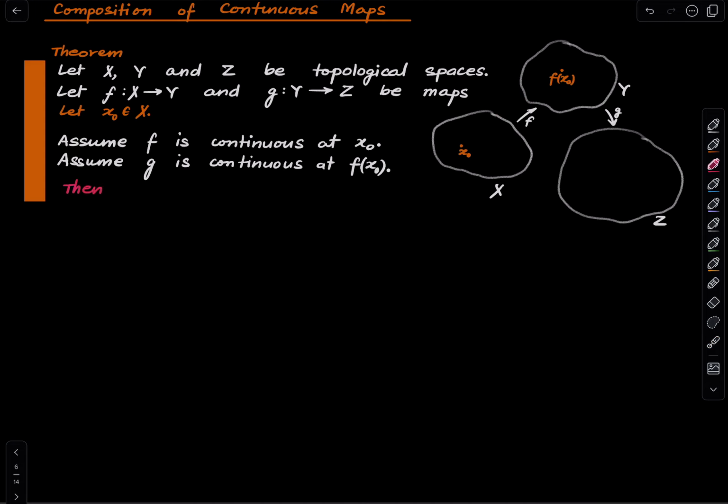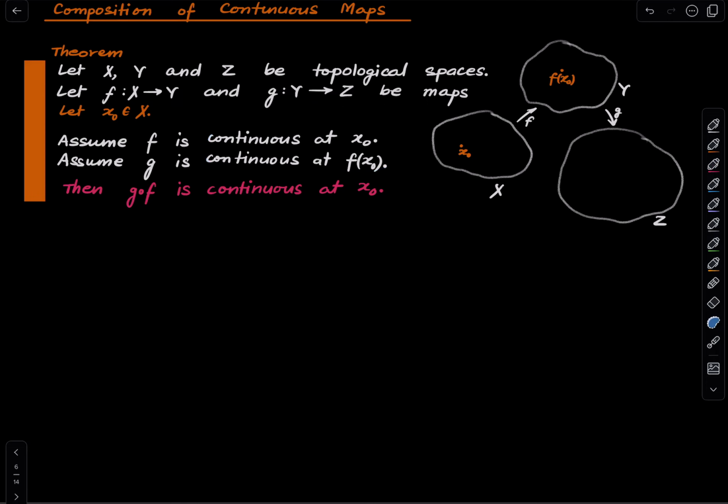Then the composition g composed with f is continuous at x naught. This kind of thing we've seen in real analysis also, but here, since we have a very abstract setting, we'll need to reprove everything, or rather prove it in this full general setting. Composition of continuous functions is continuous. That's kind of the t-shirt version of it.